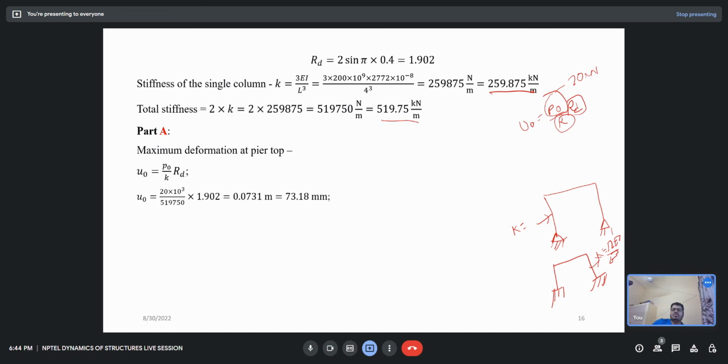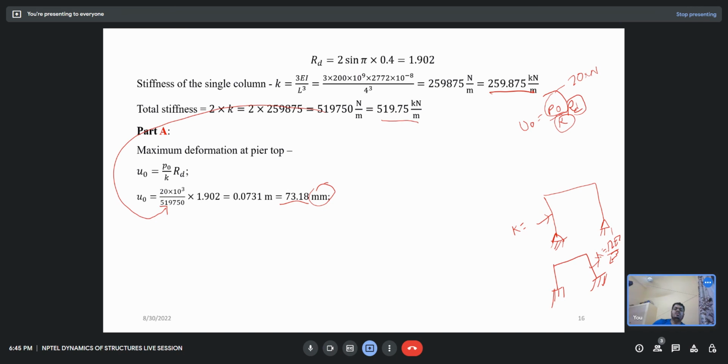P naught is 20 kilonewton, so that converted into Newton is 20 into 10 raised to power 3. K stiffness is 519750, right? I have put it here, stiffness, and RD. So U naught comes out to be 73.18 mm.